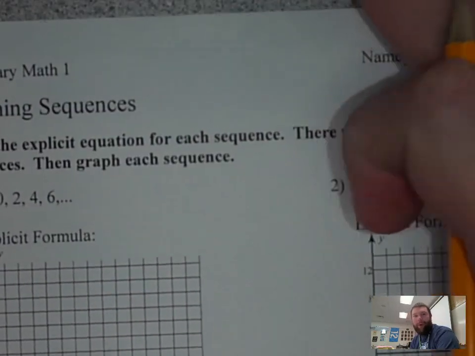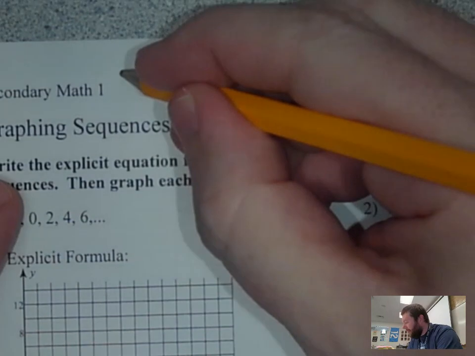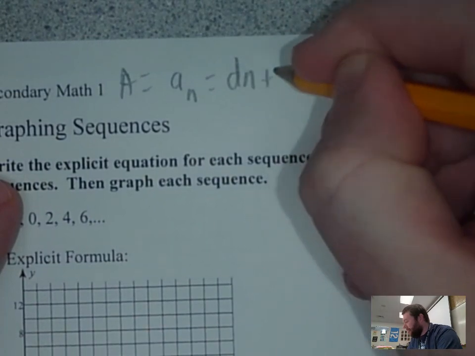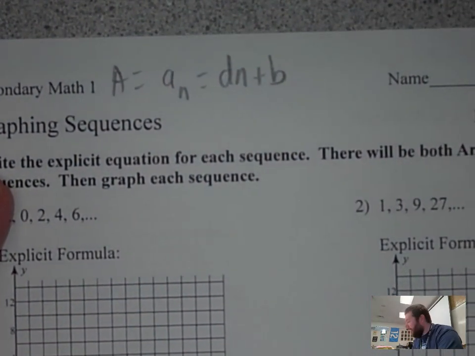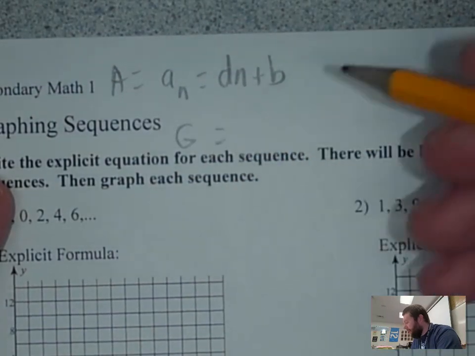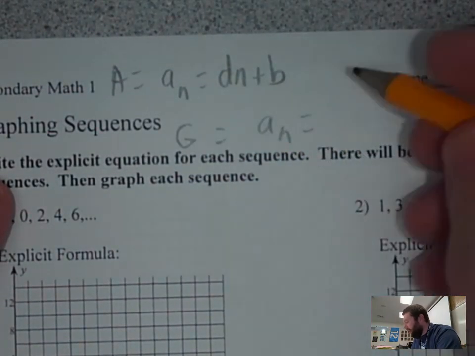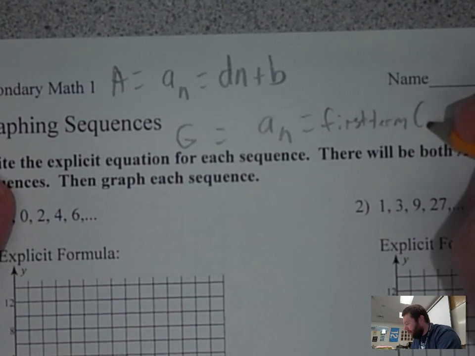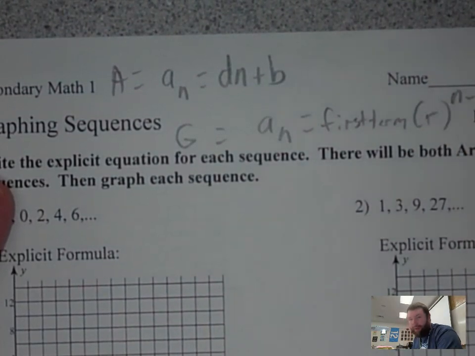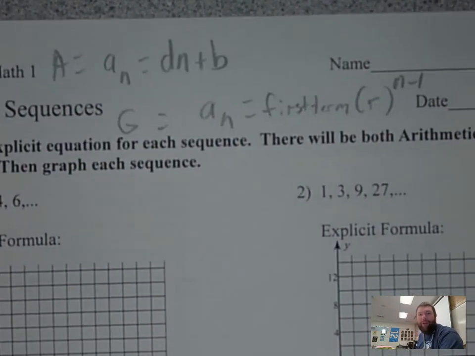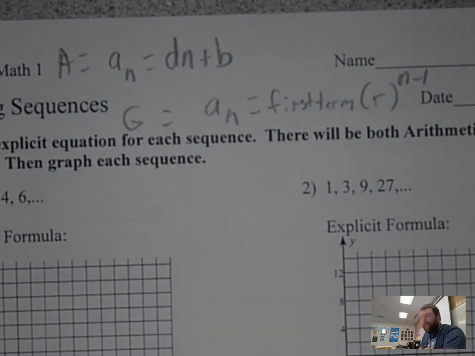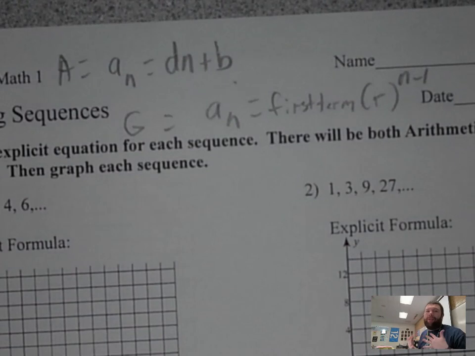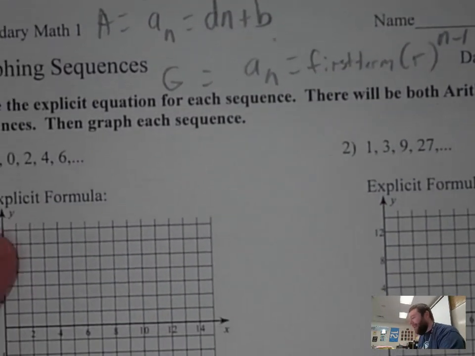We're going to start by reminding you that if it's an arithmetic sequence, the formula is a sub n is equal to the difference times n plus the zero term. And if it's a geometric sequence, it is a sub n is equal to the first term times the ratio to the n minus 1 power. Those are the generic formulas, and then we plug in the difference and the zero term, or the first term and the ratio, to write our specific explicit formulas for that sequence.